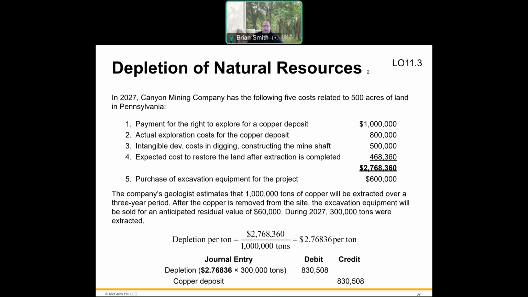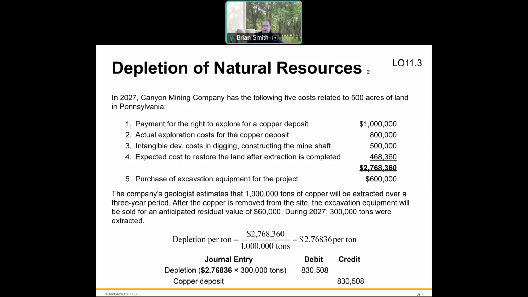Oh yeah, here it is. It's number four, expected cost to restore the land after excavation is complete. I didn't know they were going to get to it, but I jumped the gun. Either way, you get the point. All the costs that we need to develop the site are part of the depletion base, including, in this case, the right to explore a copper deposit. Of course, in Pennsylvania, do they mine copper in Pennsylvania? It should be Arizona. We do copper in Arizona. Anyway, you see how we do it.